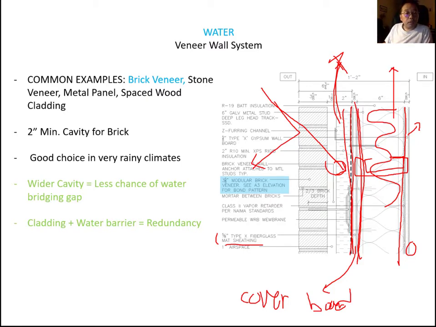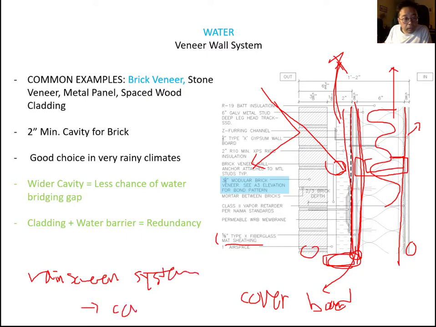So this brick veneer system, you can also call the rain screen system. A rain screen system provides cavity space. You can find this cavity space between the brick veneer and the cover board and insulation; they have some airspace here. When you provide airspace, we call it the rain screen system, which has cavity space, and cavity space means airspace here.